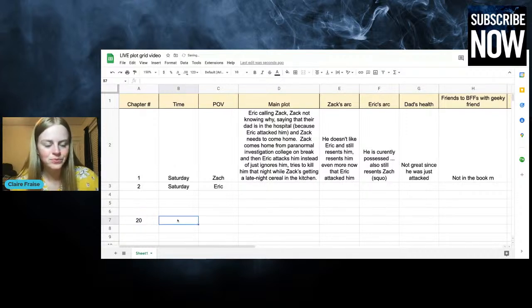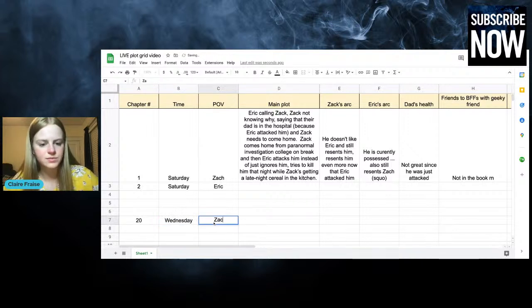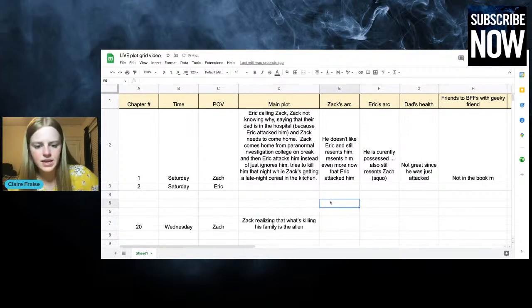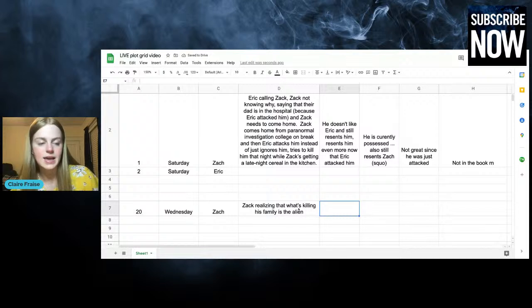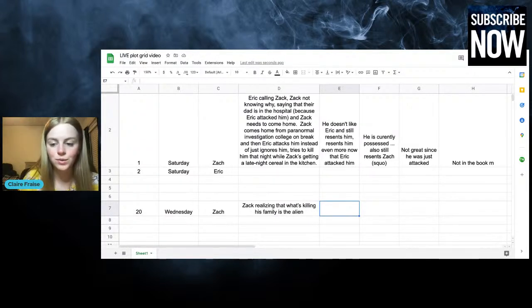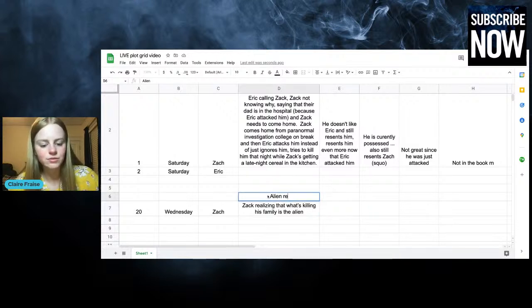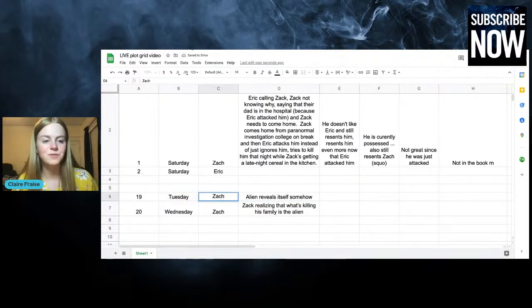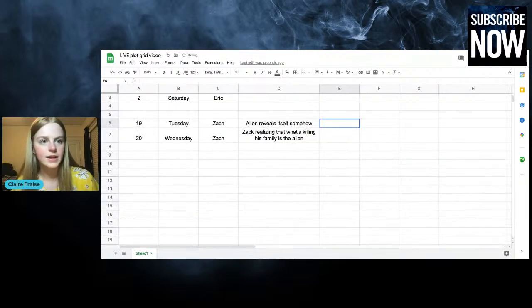So chapter 20, let's say this happens on a Wednesday. This is from Zach's point of view. Zach realizes what's killing his family is the alien. Something has to happen in order for Zach to realize that. So probably the alien reveals itself somehow, in chapter 19, that maybe happens on a Tuesday. And that probably should also be from Zach's point of view, because Zach is going to be the one coming to this realization.